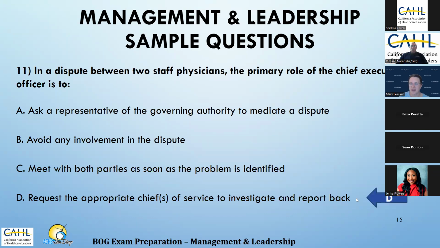My problem with D is I'd like to request them to investigate, and I would say report back if they can't figure it out on their own. Don't come right to me if I don't need to know it. And I don't know if the CEO would even be involved in a staff position. I think that's typically handled by the service chiefs, in my opinion. So that's why I liked this answer, the appropriate chiefs of the service part.